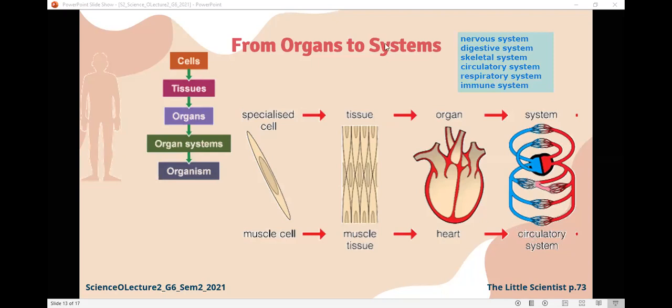Each system is made of different body organs. Here I gave an example, which is the circulatory system. The circulatory system is made of the heart and the blood vessels, veins and arteries.